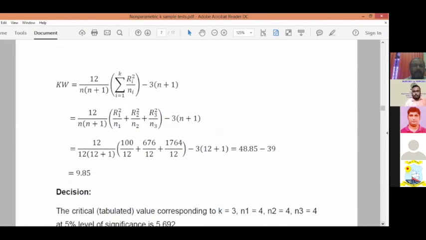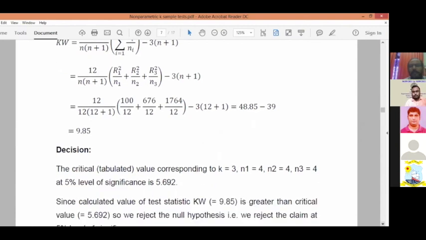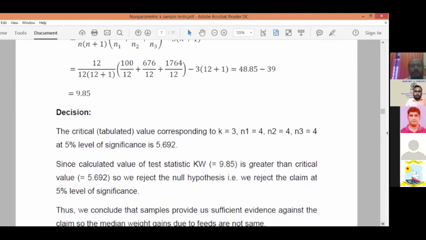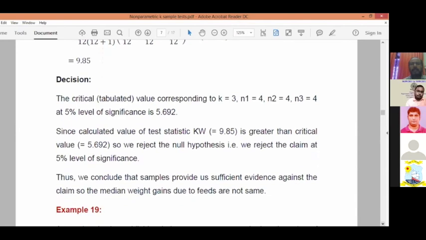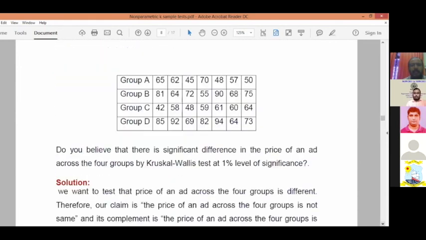Accordingly, the test statistic is calculated, and the decision is made with the critical value, which we find from the table. With k equal to 3 samples, n1, n2, n3 are given for the corresponding samples, and this is the critical value. Then we compare the calculated value with the critical value. If the calculated value is greater than the critical value, we reject the null hypothesis and make our conclusion accordingly. These are some working examples as well.